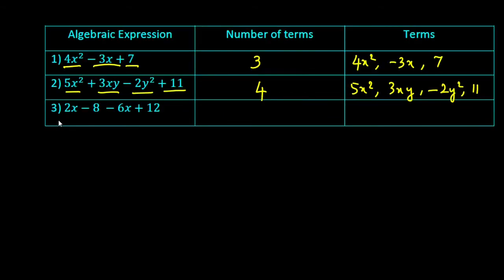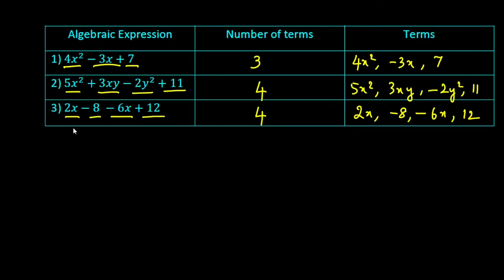Now let us see the third expression. Here we have 2x minus 8 minus 6x plus 12. Here we have four terms, and the terms are 2x, minus 8, minus 6x, plus 12. We have to note that this is not a multinomial.